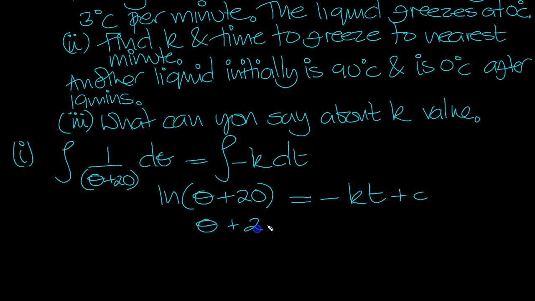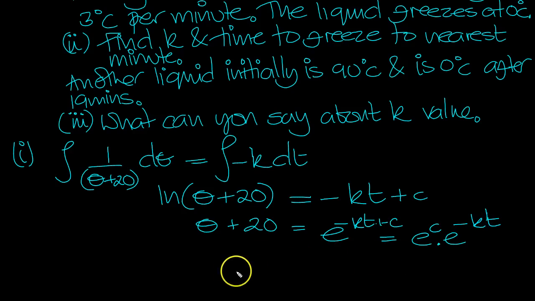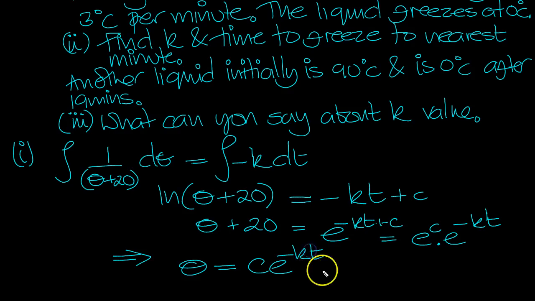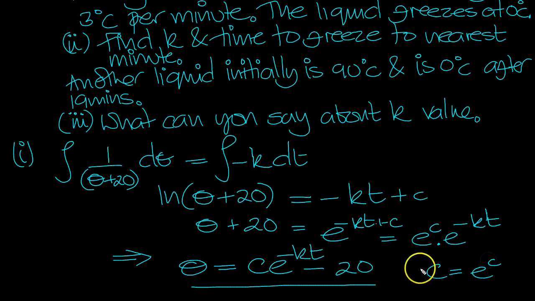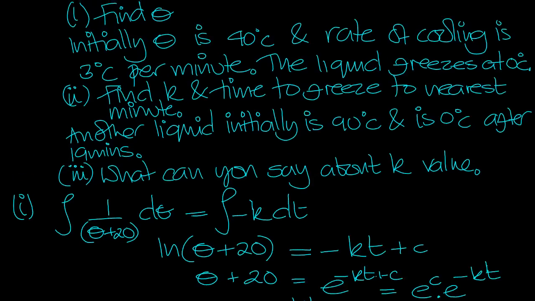Unwrap the log, theta plus 20 then will equal e to the base moves up and hits all of this in the air, which is equal to e to the c, put that first, times e to the minus kt. Okay, so that tells us then what theta is. Move the 20 over. This e to the c I'm going to write as capital C because it's just an arbitrary constant. Minus kt minus the 20, isn't it? So there's theta. And we've chosen to write capital C instead of e to the power lowercase c as our arbitrary constant. Now that's theta then.